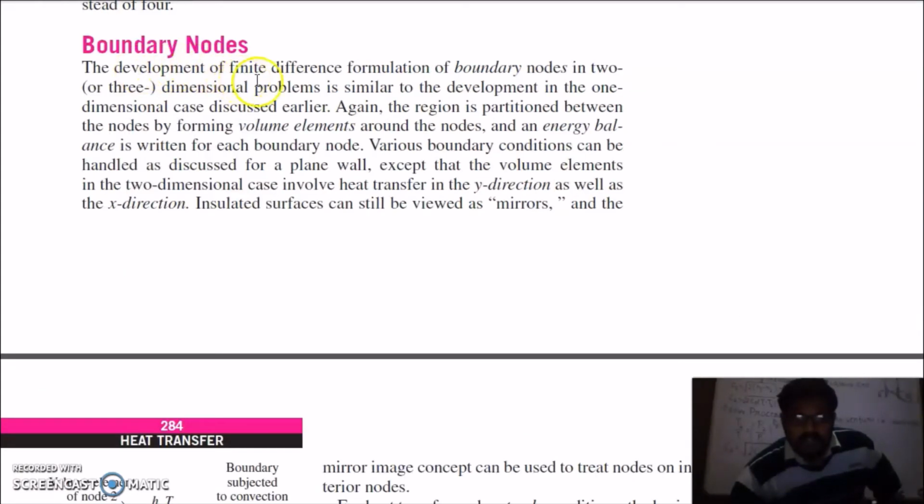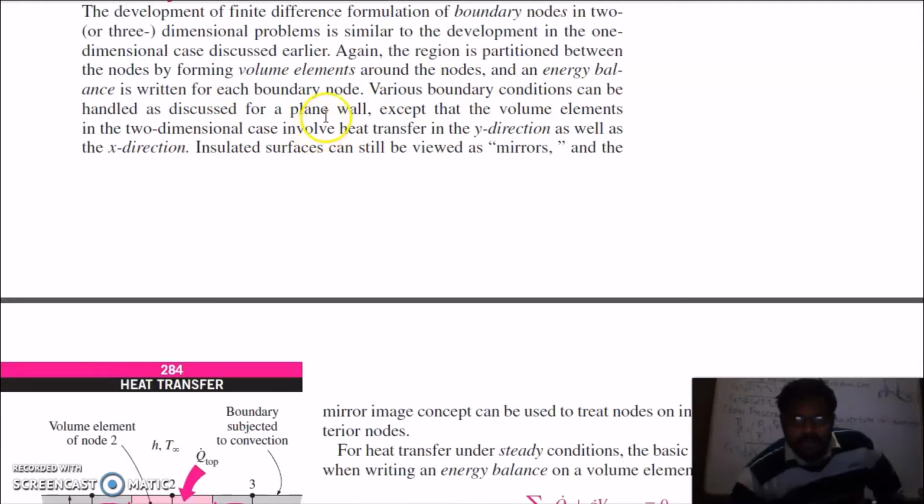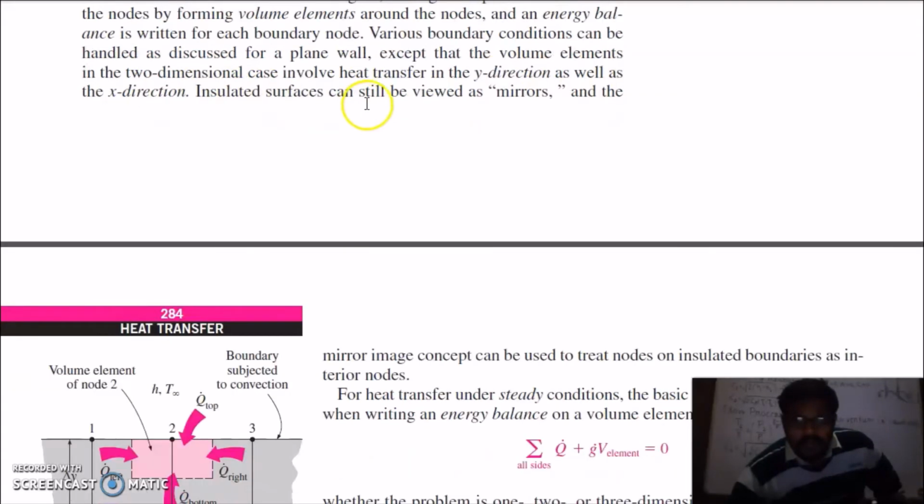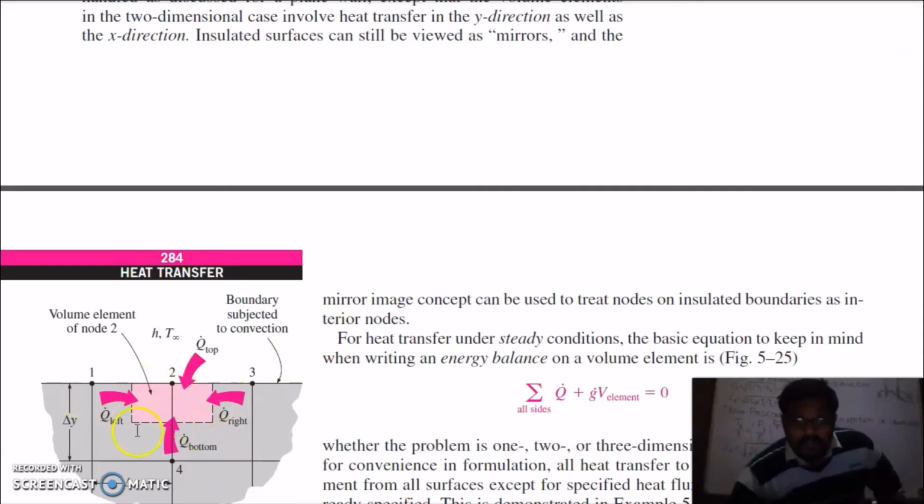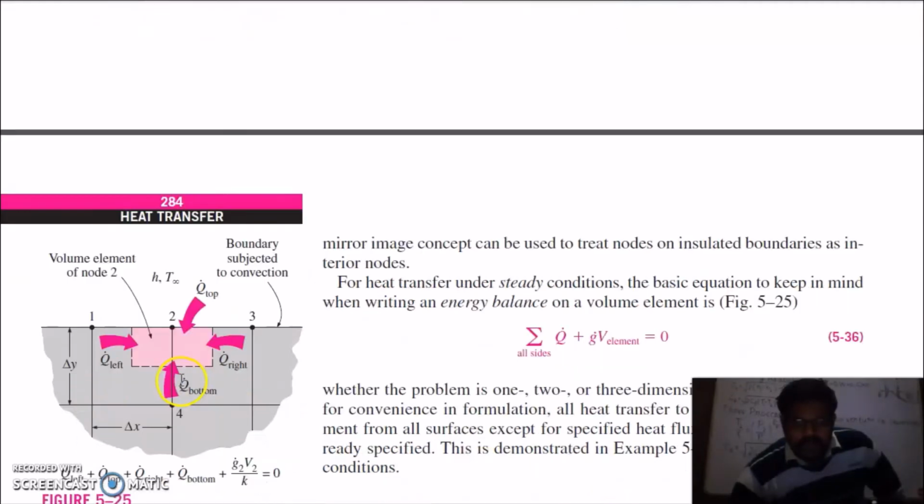Boundary nodes. The development of finite difference formulation of boundary nodes in 2 or 3 dimensional problems is similar to the development in the 1-dimensional case. Again, the region is partitioned between the nodes by forming volume elements around the nodes, and an energy balance is written for each boundary. You can take this case. This is the volume element of node 2. This is heat transfer from the left side, bottom side, right side and top side. So the sum of heat from all sides plus heat generation is equal to 0.